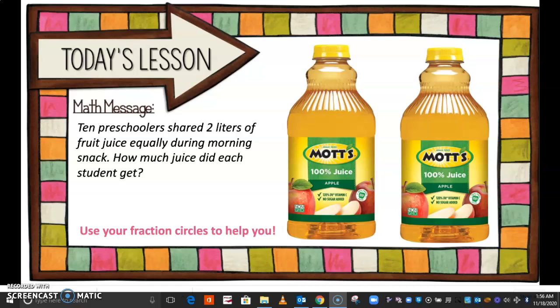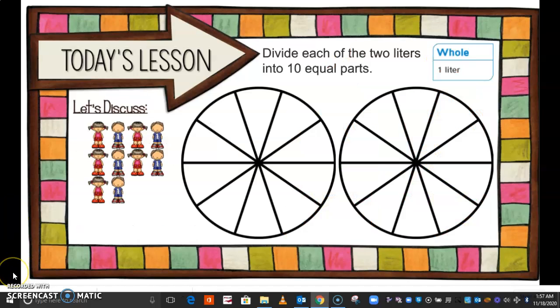10 preschoolers shared 2 liters of fruit juice equally during morning snack. So how much juice did each student get? Okay, go ahead and pause the video, record this in your notebook, and be ready to tell me, or if I was there, tell me, how much juice did each student get? Okay, some things that you could have done.